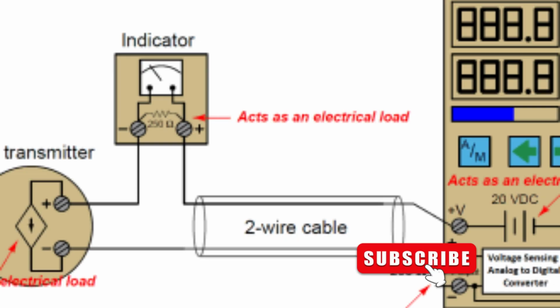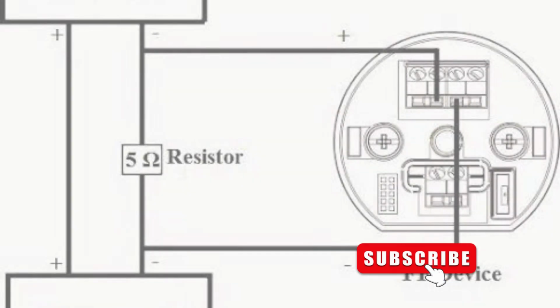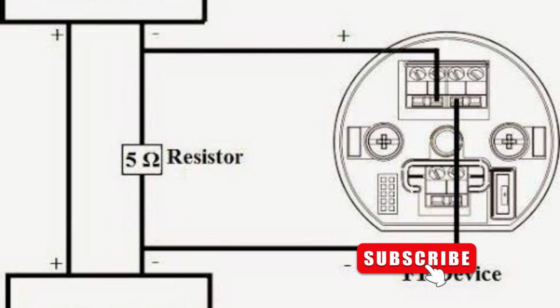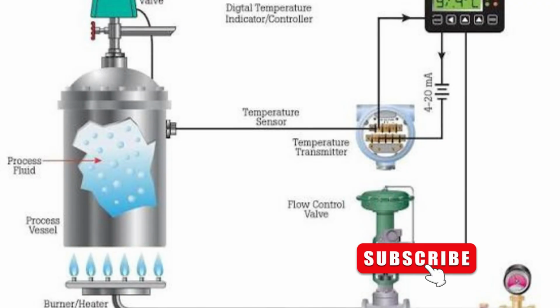Some major advantages of 4-20 milliamps are easy fault detection through live zero, less effect from electrical noise, reliable long distance signal transmission, two-wire loop operation, and being an internationally accepted industrial standard. Because of these advantages, 4-20 milliamps is widely used in industrial automation systems for measuring pressure, temperature, flow, and level.